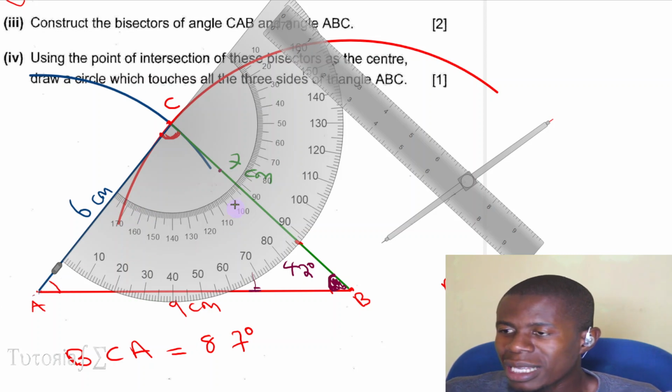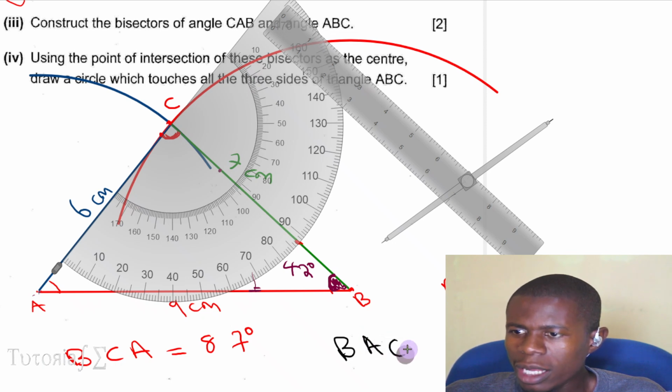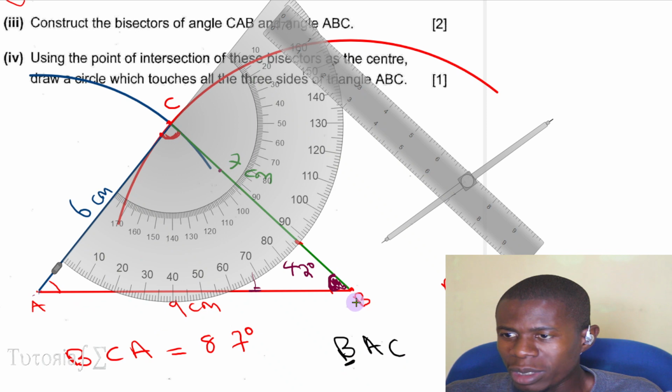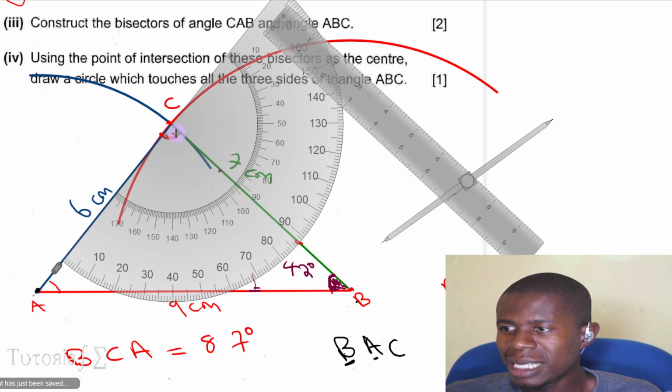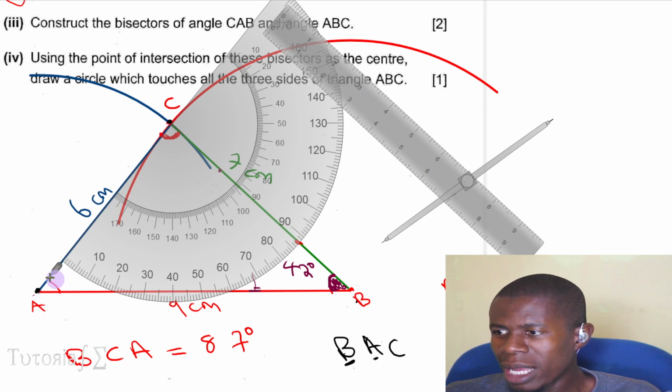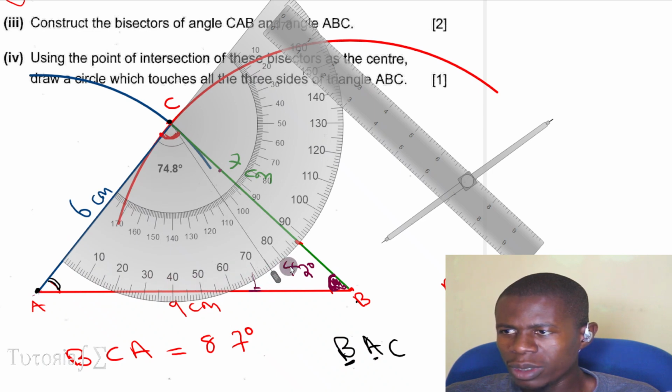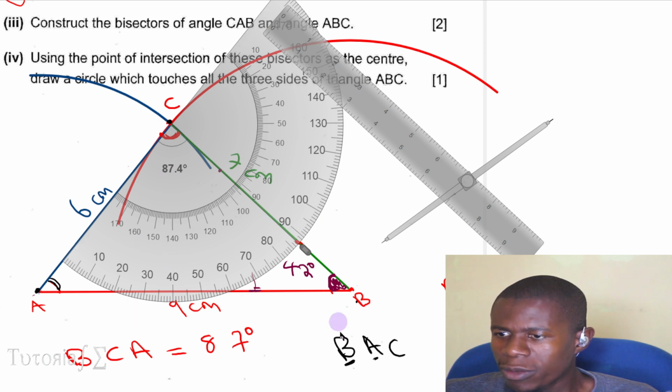Okay. So we would do the same if we were asked now to find the angle BAC. So BAC again, B is our starting point, so we start from B. A is our turning point, so that is the angle, and C is the end point. So the angle that we're looking for is the angle right here. Okay, so that's the angle right there. So that's the angle we are looking for.